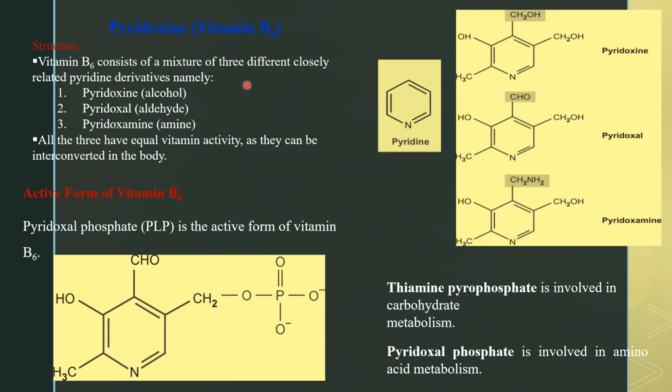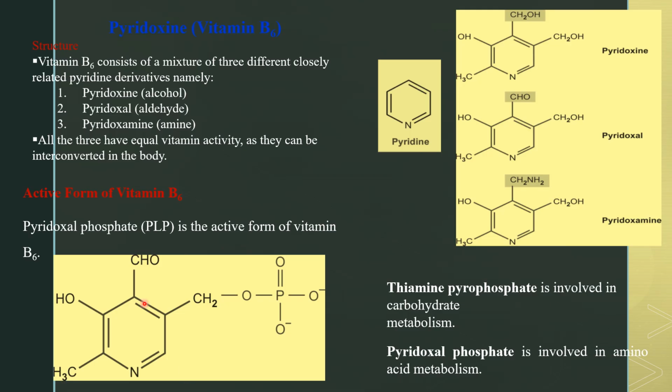Vitamin B6 consists of a mixture of three closely related pyridine derivatives, namely pyridoxine, that is an alcohol, pyridoxal, that contains an aldehyde group, and pyridoxamine, which contains an amine group. All three members have equal vitamin activity as they can be interconverted into each other in the body. The active form of vitamin B6 is pyridoxal phosphate, that is PLP in brief.